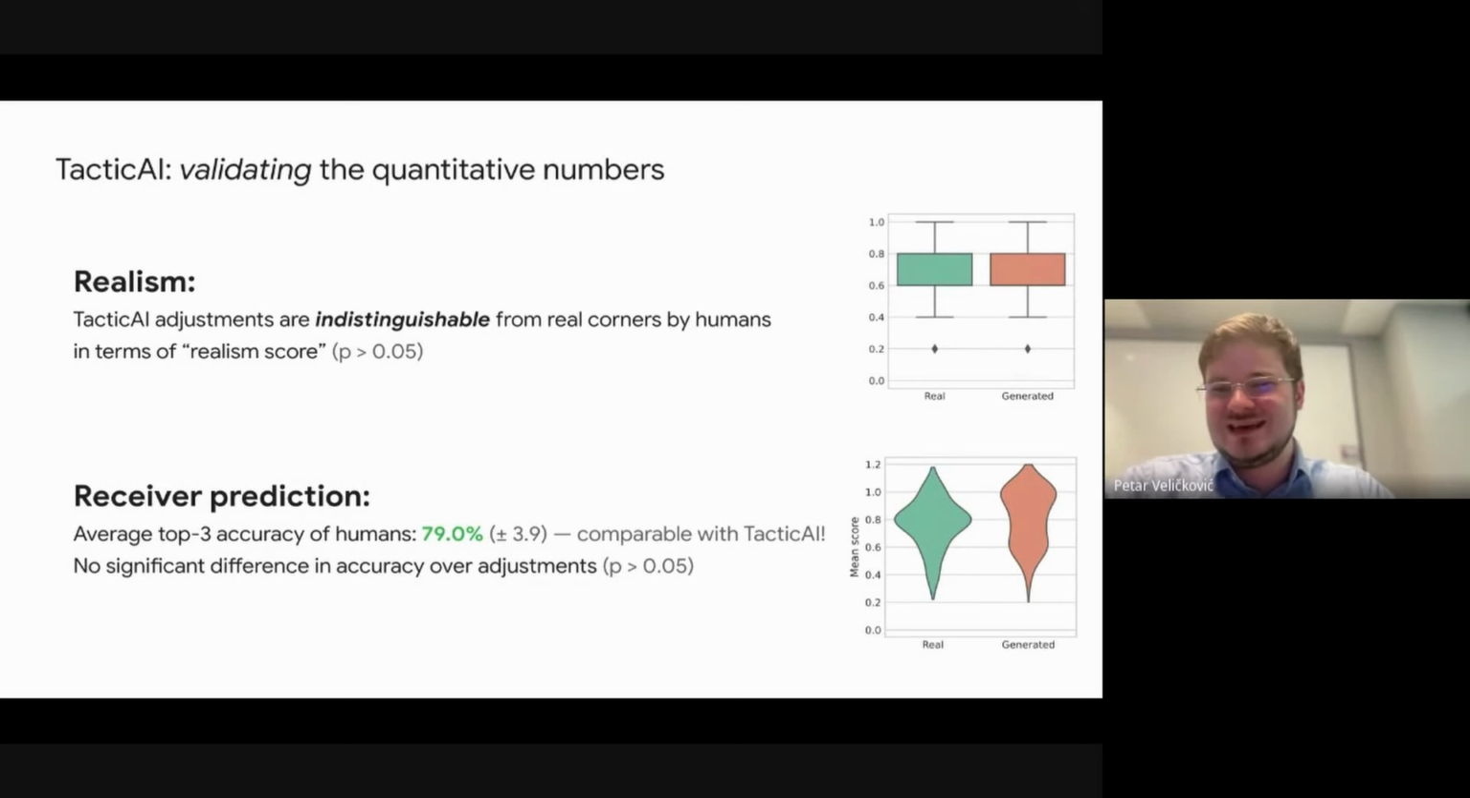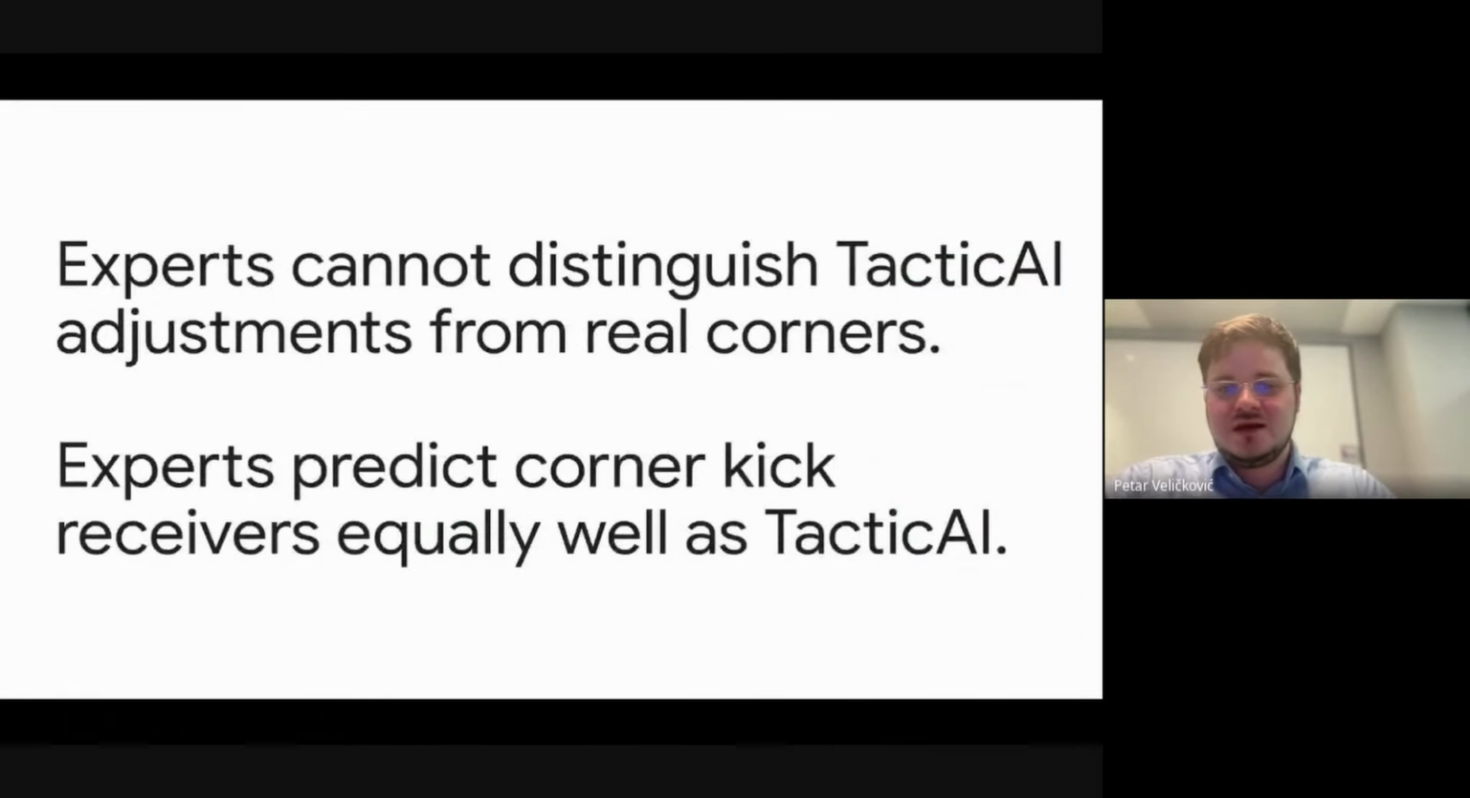So basically, the human predictions are matched both by TacticAI out of the field and on real situations, which is good news because it means that when you pitch TacticAI a new situation, you can sort of expect that its predictions will align with human intuitions reasonably well, right? And maybe the big takeaway from this is that experts cannot distinguish these TacticAI adjustments from real corners, and experts predict the receivers equally well as TacticAI.